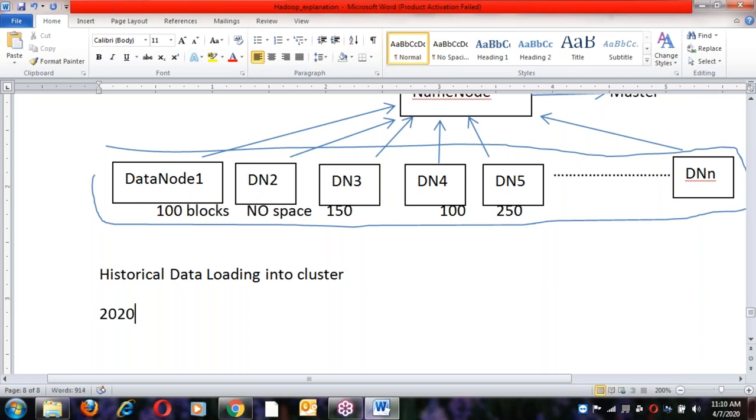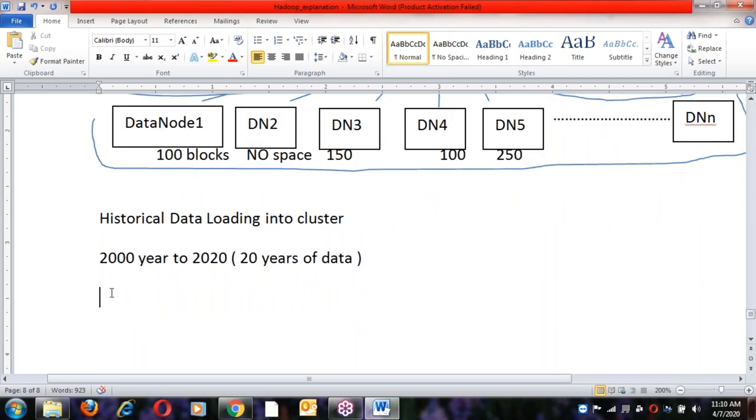Suppose history, 2020 means 20 years of data in total. 20 years of data loading into the cluster, right? All the historical data loading into the cluster, then business analysis. Every company has to do their business analysis. How can they analyze the business? With the help of the old data, all the historical data.